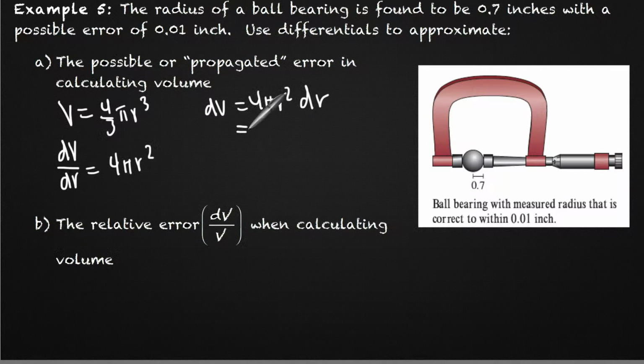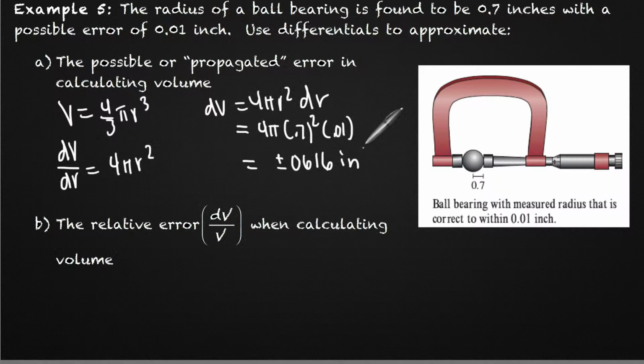So we can go ahead and plug all this in. So 4 pi, our radius is 0.7. Our dr is the difference that the radius could be measured, so 0.01. So we end up getting plus or minus 0.0616 inches cubed. So the volume could be off by this much if the radius is off by that much.